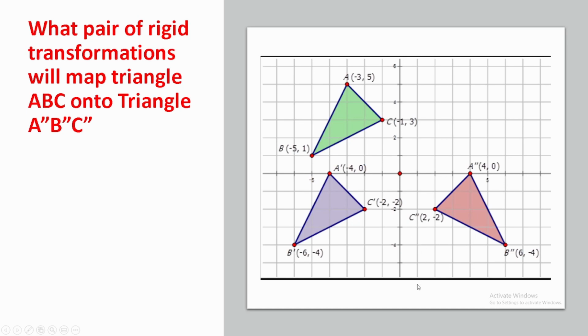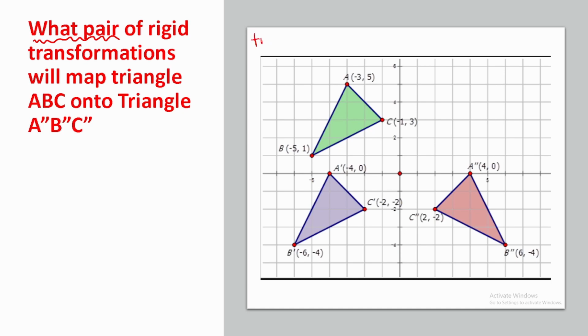So let's get started. Our first problem says, what pair of rigid transformations will map triangle ABC onto triangle A prime, B prime, C prime? So a couple things we want to notice and really point out here. It says, what pair? So that's more than one transformation. So first of all, we need to remember our transformations that we went over.